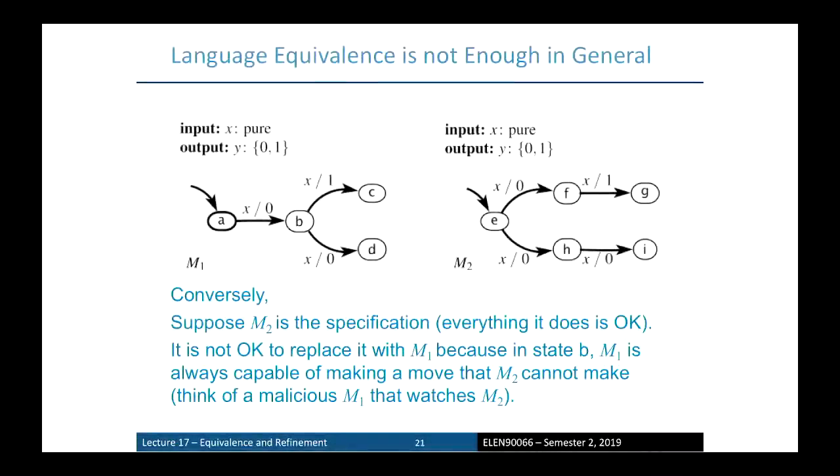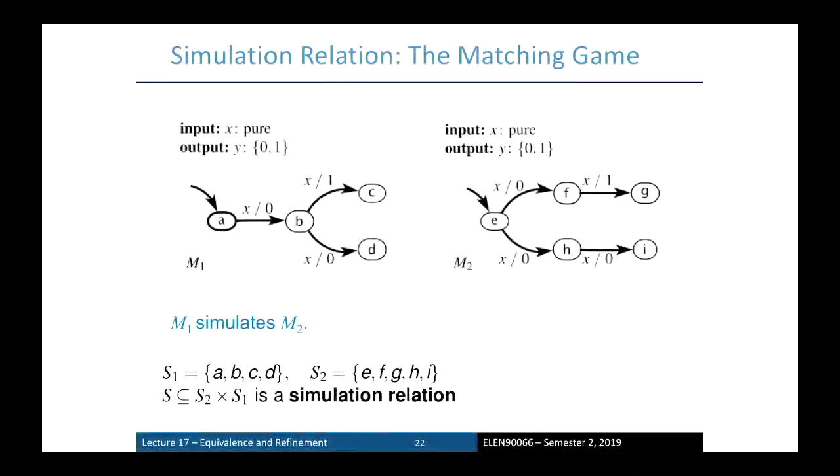Okay, and we call this the matching game. Now, there's a formal way of proving this, and the formal way of proving this is by constructing what's called a simulation relation. So let's code up all the states for our machine 1. There's 4 states. There's 5 states in S2.